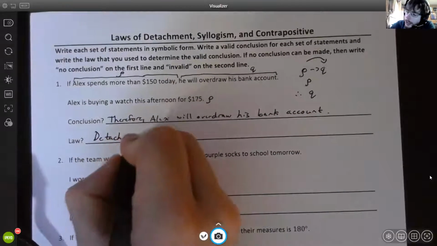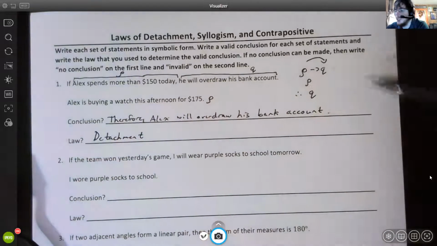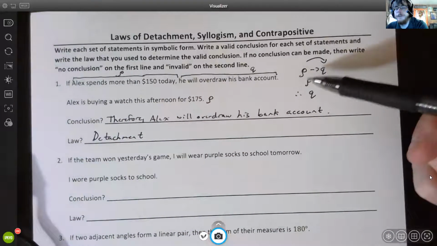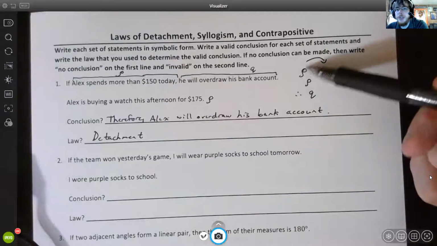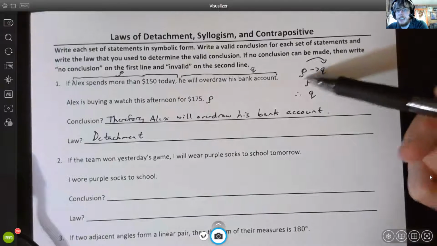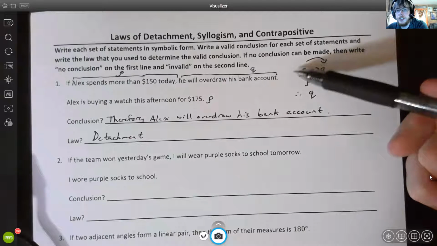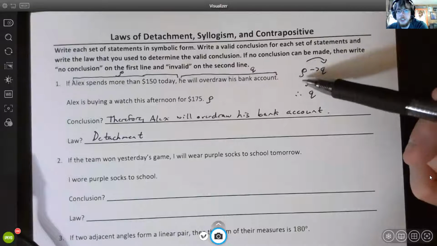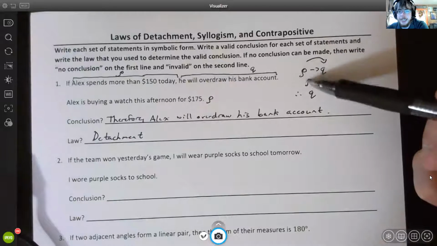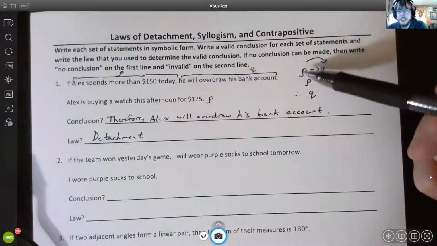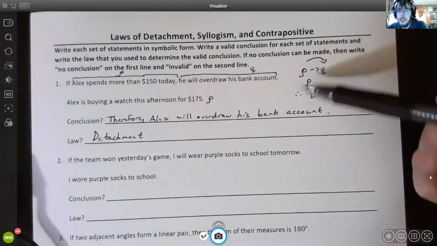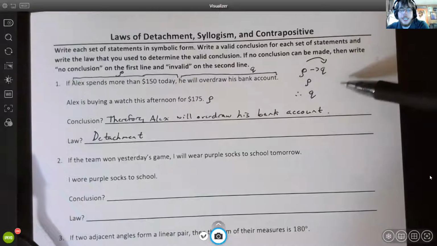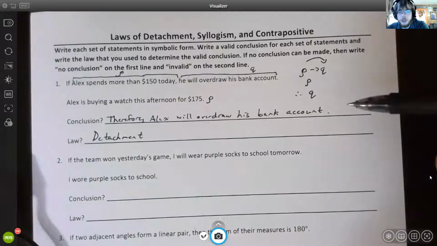So the important thing here is the law of detachment only works in the forward direction. This statement has to match exactly what this is. So it doesn't matter if there's a not here or whatever else. It has to match exactly, okay? If it's even slightly different, it doesn't work. The law of detachment also does not work backwards, okay? So let's look at number two.